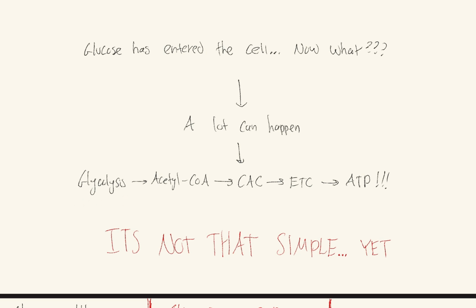We would undergo glycolysis, possibly. We would create acetyl-CoA, which can form from many routes. That acetyl-CoA could enter the citric acid cycle. The citric acid cycle would produce intermediates that can push the electron transport chain forward. And the electron transport chain can facilitate oxidative phosphorylation, which leads to tons of ATP. Now, it's really not that simple, keyword yet, because hopefully by the end of this video, it will be simple. But for now, it's not that simple.